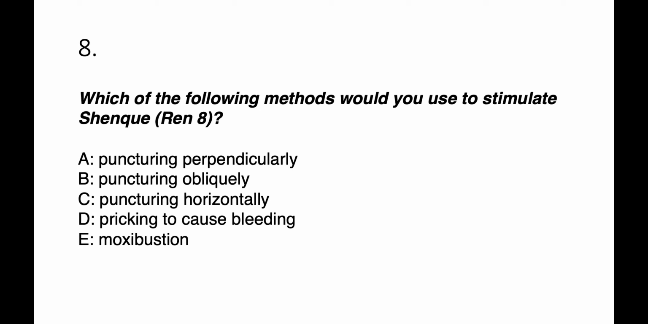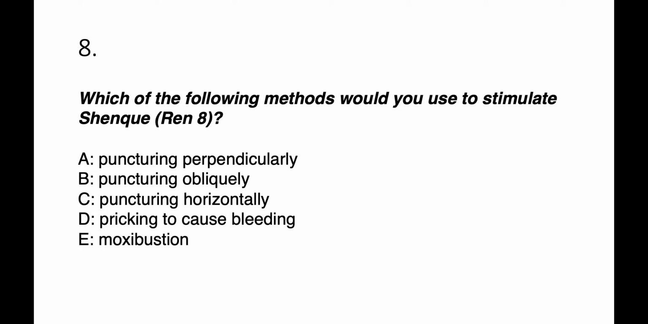And then, I also have a technique for points above the navel. How do you locate Ren 12 using the navel as the baseline? Four cun above. Ren 12 minus 8, so four cun upward. What about Ren 9?